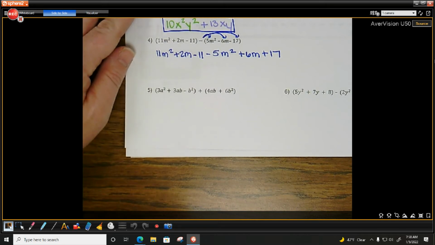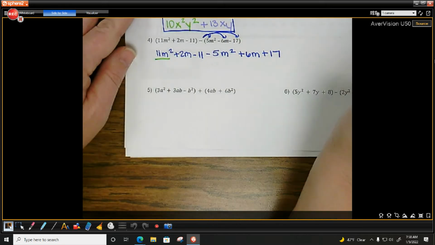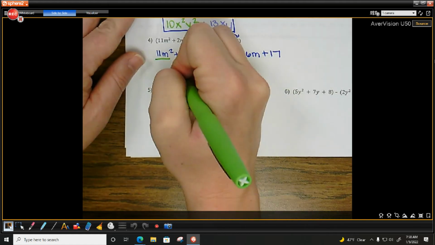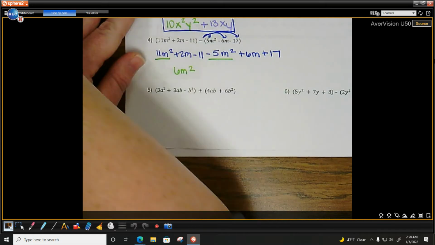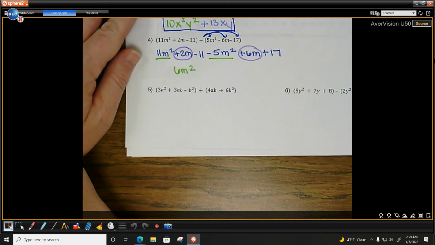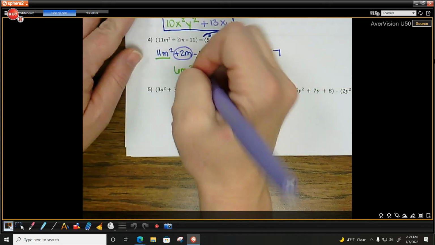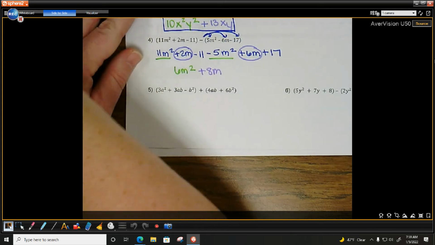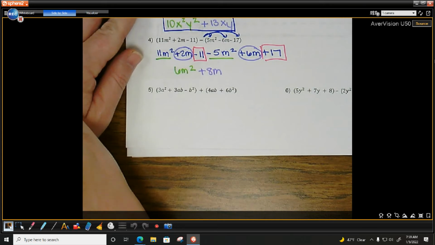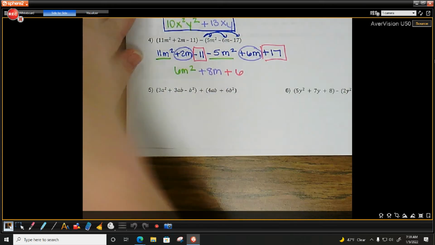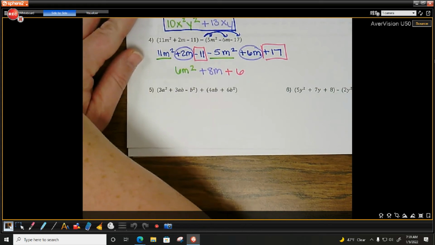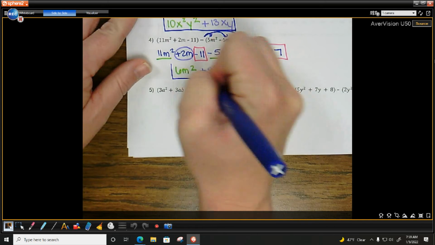Next, combine like terms. I have an m squared. Is there another m squared term? So what's 11 minus 5? 6m squared. Then I have plus 2m and plus 6m. Plus 8m. And then we have negative 11 plus 17 plus 6. Are any of those like terms? No. Are we in the correct order? Yes, we are done.